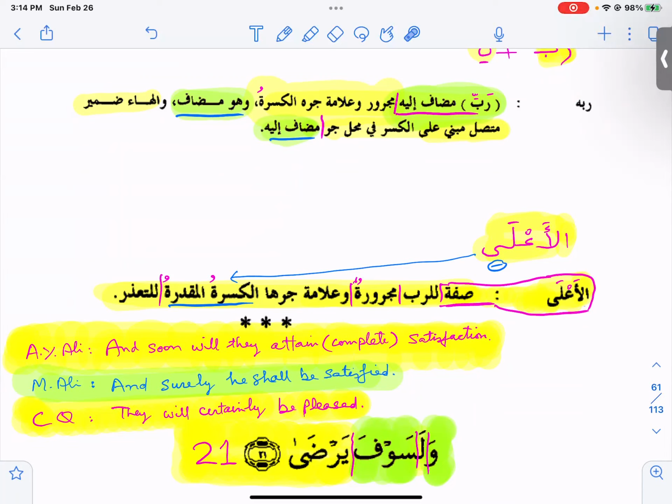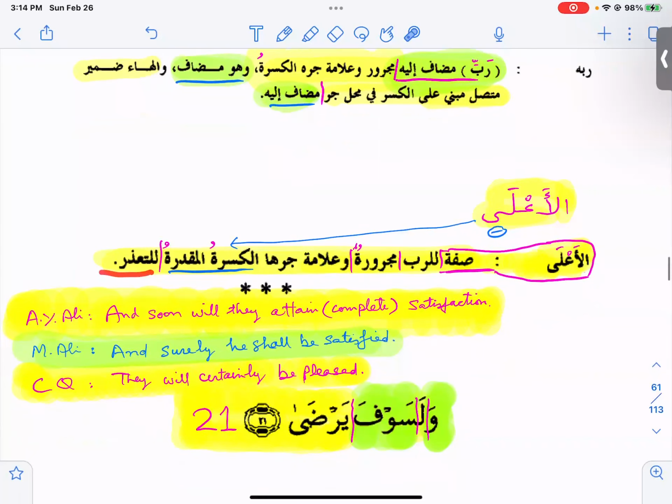Sifatun li rabbi, majruratun wa alamatu jarrihal kasratul muqaddara. Li rabbi majrur, so I have to put kasra here. Kasratul muqaddara, I have to put kasratul muqaddara because of ta'adhdhur, difficulty.